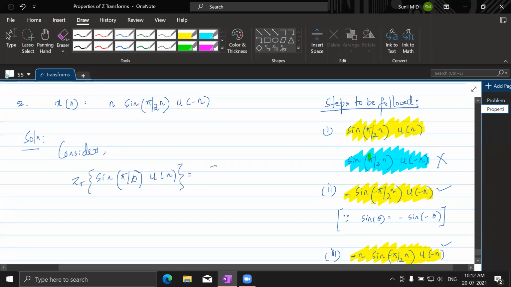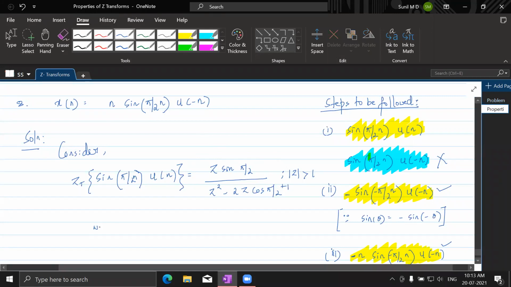It can be written as Z sine pi by 2 divided by Z square minus 2Z cos pi by 2 plus 1 with ROC outside the circle with radius 1. So this is the standard transform. Using the standard transform, you are able to write this. So where did we see the standard transform? We have seen the standard transform of sine theta u of n.